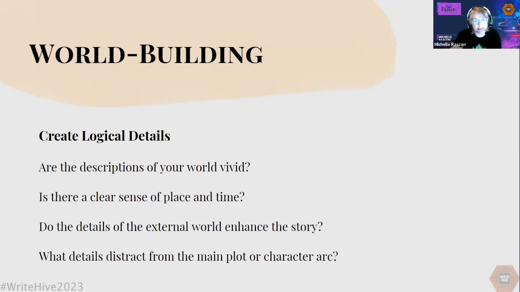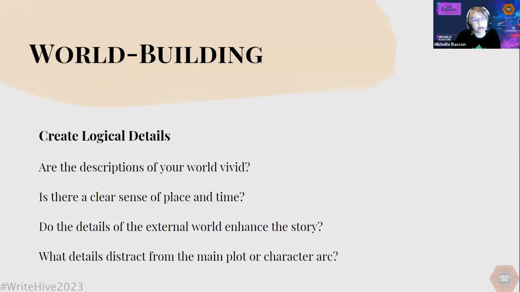Is there a clear sense of place and time? This would be relevant for each scene. Where is the character? What time? Is it daytime, nighttime? What's going on with the character? Are they at work? Are they at home? Are they shopping at the market?